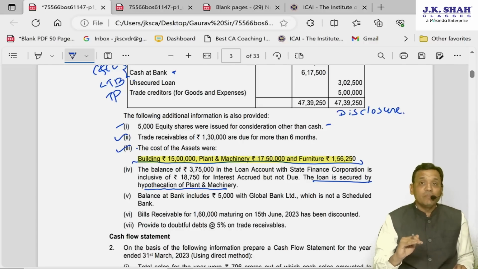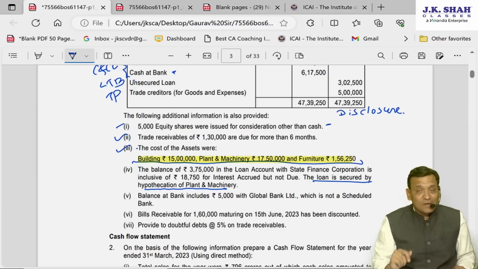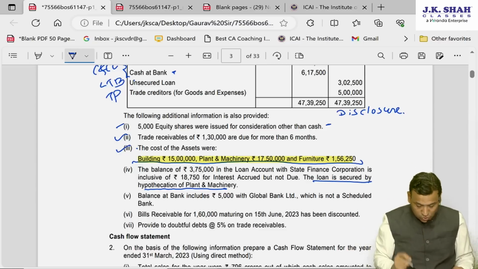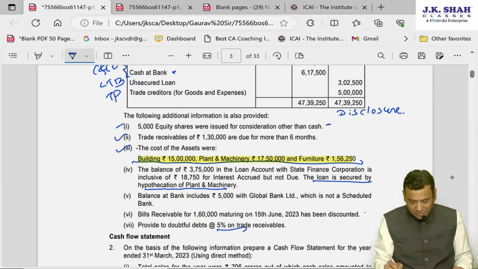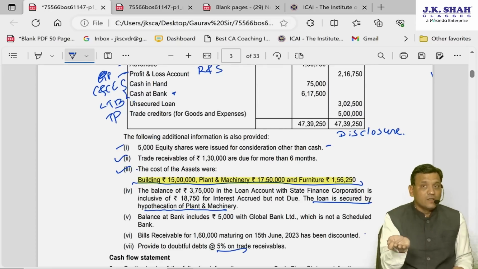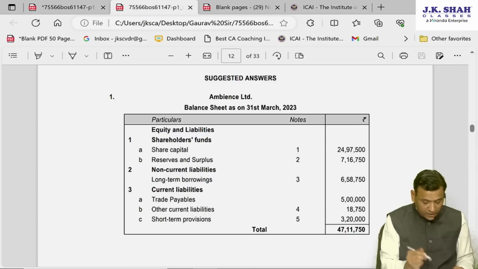But don't you think the same has to be disclosed as a contingent liability, a possible obligation that the bill might get dishonored? So, a possible obligation, we'll show this as a contingent liability. Provide for doubtful debts 5% on trade receivables. Whatever our trade receivables are, on that we will create a provision of 5%, and the corresponding effect will be a reduction from my profit and loss.